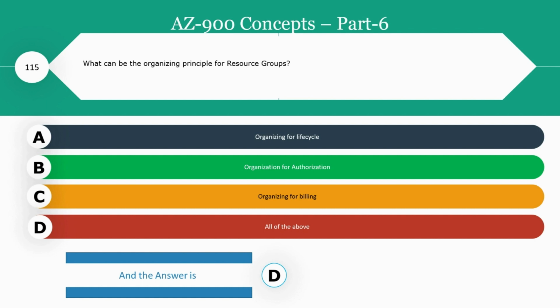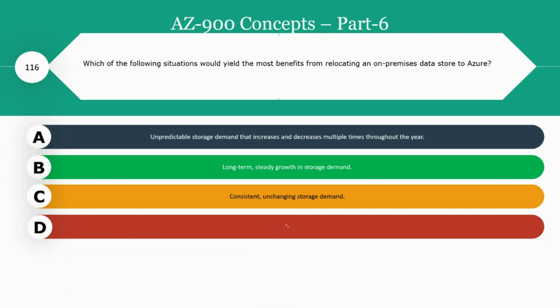You can build a resource group for organizing the life cycle of the resources, something like dev, production, or testing environment. You can use the resource groups for performing automation, something like bringing up the VMs or shutting down the VMs. You can form a group for billing purposes by department or something like that. And so the right answer for this question is option D.